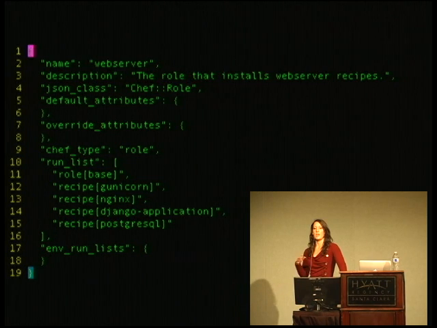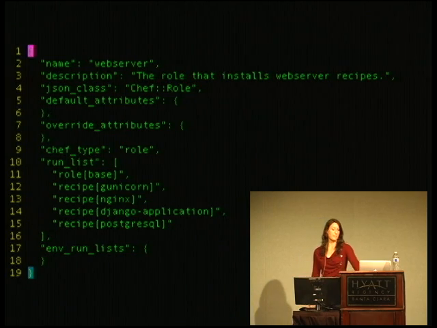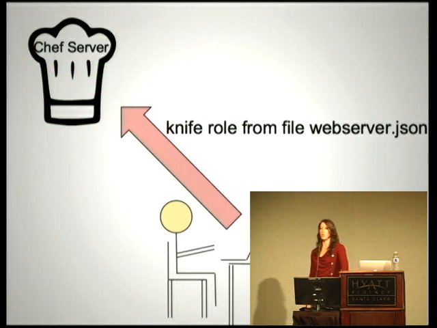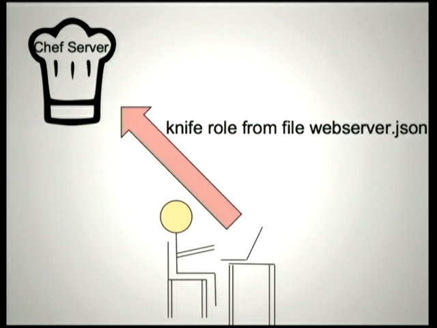Roles can essentially inherit from other roles, so you can create tree structures and have them interact this way. And then my web server role also installs Gunicorn, Nginx, Django application, and Postgres. Once I've created my web server role, I have to sync that up to my Chef server.